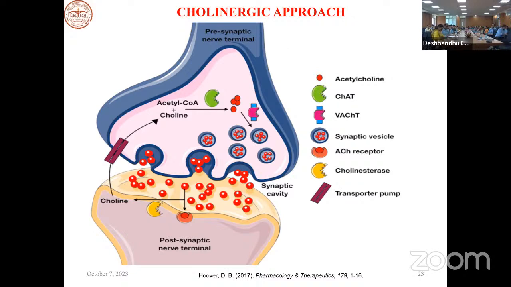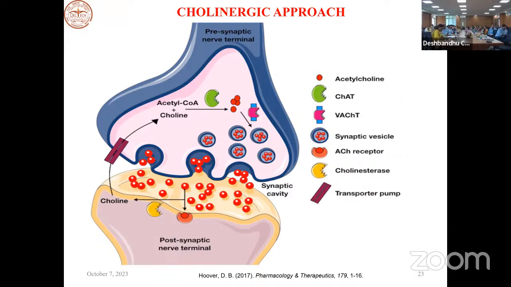This is what I was explaining, that these are the two neurons. You have a neurotransmitter, acetylcholine, and when it moves from here to here, some get bound with the receptor to communicate with each other. Some are hydrolyzed with the acetylcholinesterase enzyme into choline, and that choline goes back again to prepare the acetylcholine neurotransmitter, and this process goes on.